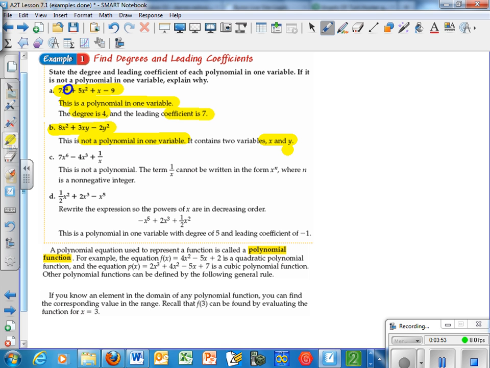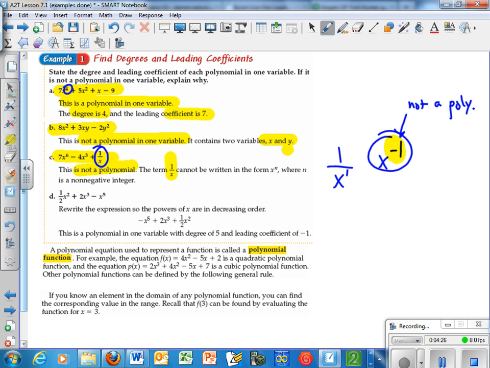C, if you look here at this one, things are not a polynomial when you have x in a denominator. That's what they state here, that this is not a polynomial. The term 1 over x cannot be written where n is a non-negative integer. Because this term, if you think about 1 over x, that's 1 over x to the first. That really means it's the same as x to the negative first. These exponents cannot be negative. Okay, that makes it not a polynomial.